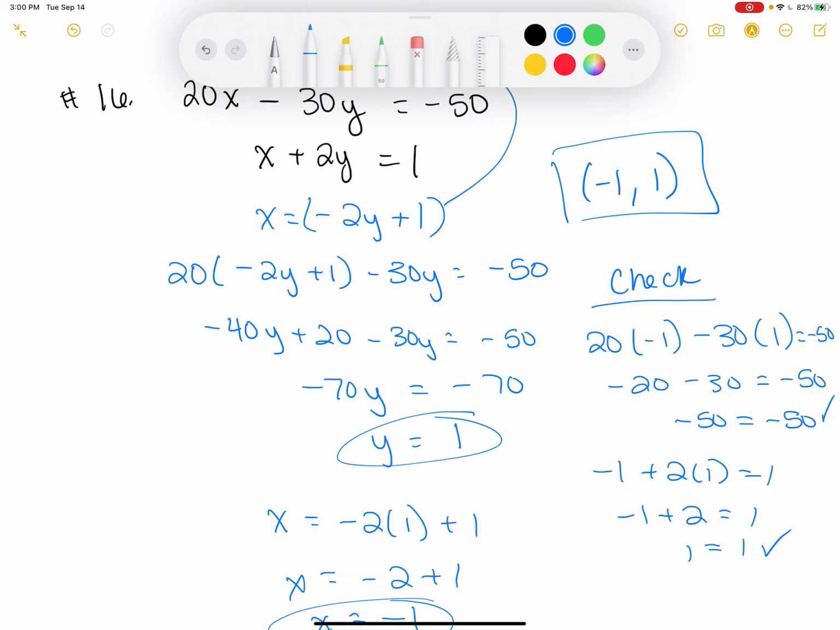So you should have started back with this here. You would have had negative 2 times 1, because that's what you started with, plus 1 is equal to x, and then negative 2 plus 1 would have been negative 1. So that's just where that is. All right, any questions about this one?